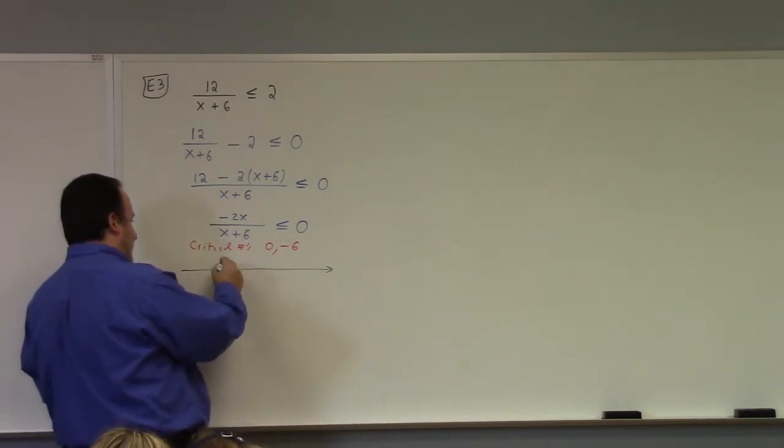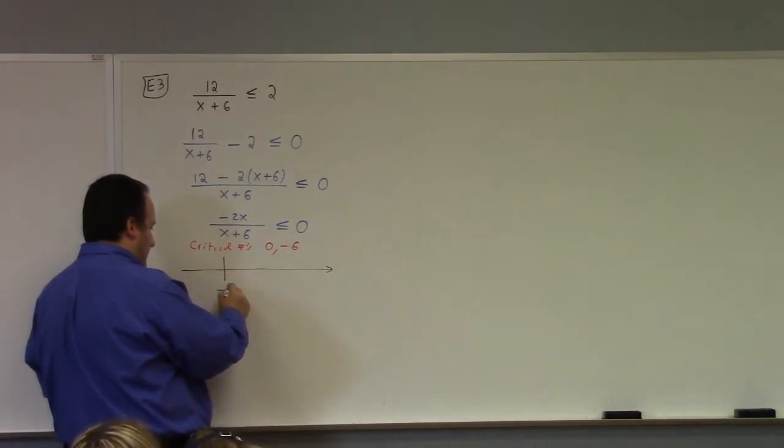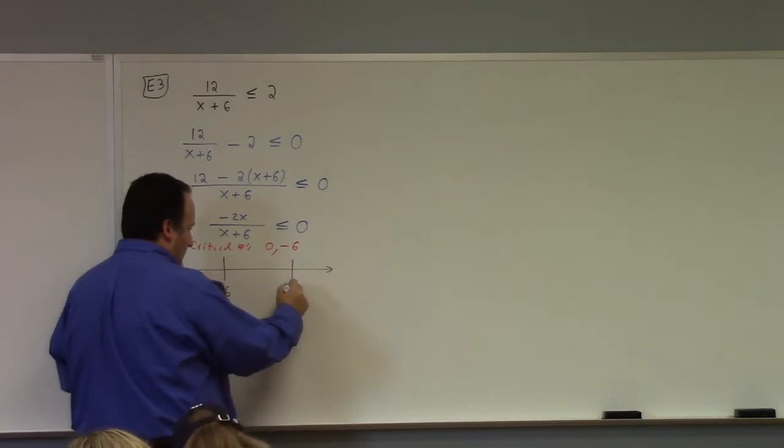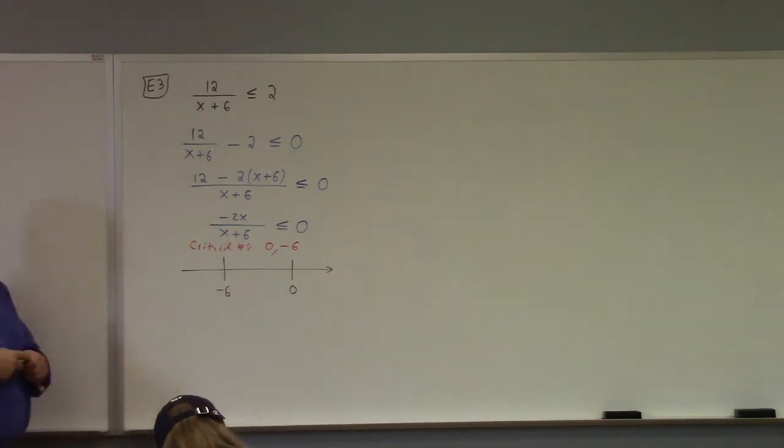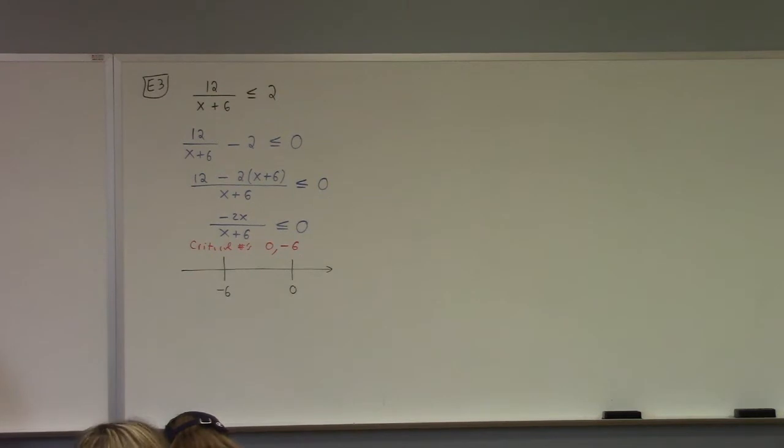All right. So we plug in, which one comes first? Minus 6 comes first. 0 comes second, right? Now this problem, you can't plug in 0 for your test point because it is one of the critical numbers, right? You have to plug in points between the critical numbers for test points.